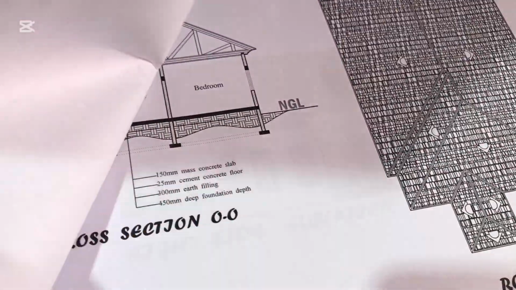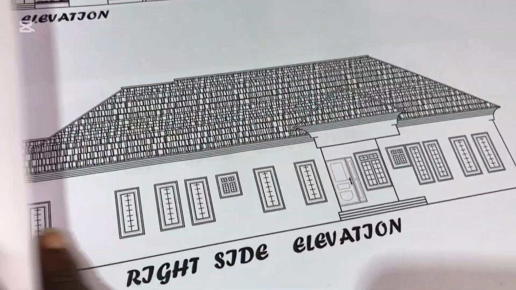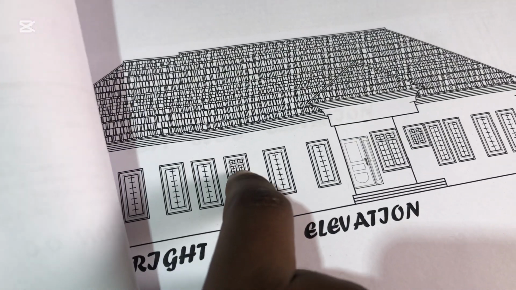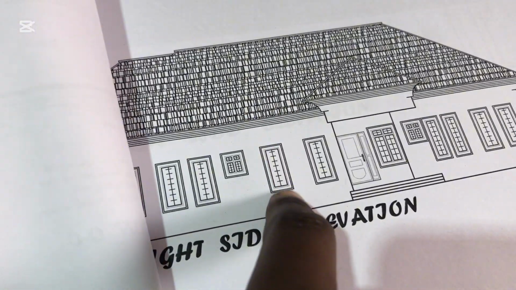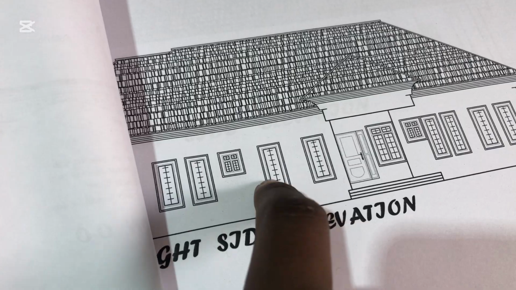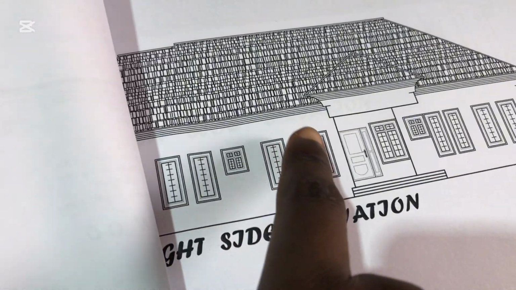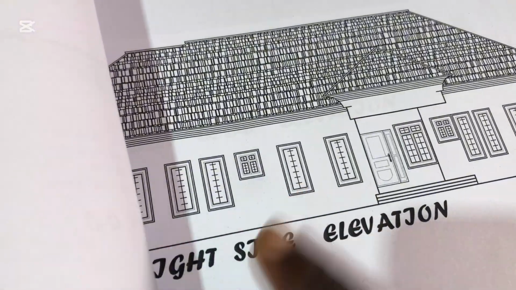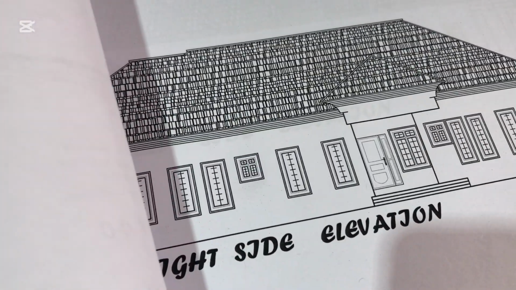The height of the window for a toilet and that of a room is not the same, because every room needs more ventilation than a toilet. So the height I used here is 5 feet. Then the height of the toilet window is 2 feet. That's from the lintel downward. You measure from the lintel downward.